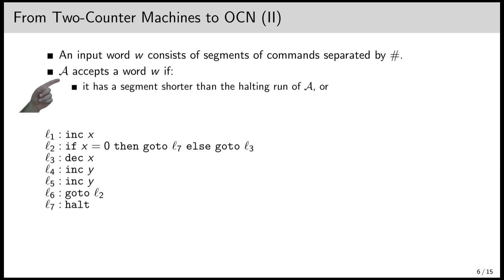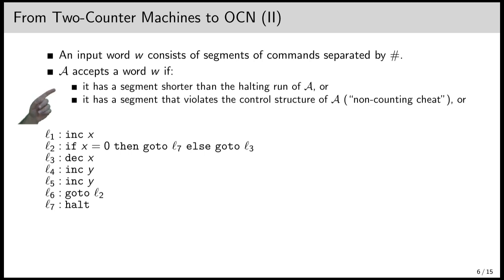Either the word has a segment that is shorter than the halting run of A, for example the segment sharp, increase x is greater than 0 so go to L3, sharp, or the word has a segment that violates the control structure of A, which we call a non-counting cheat. For example, the segment sharp, increase x is greater than 0 so go to L3, increase x sharp, which is illegal since we're expecting decrease x in the last step.